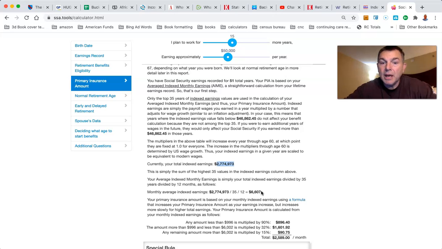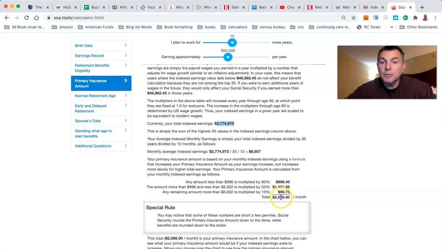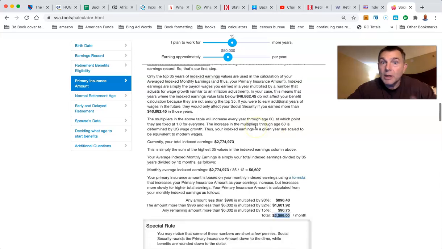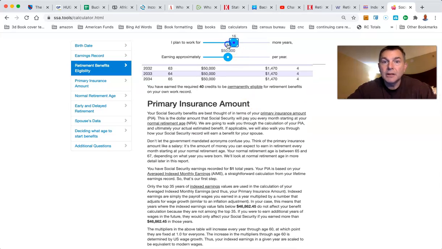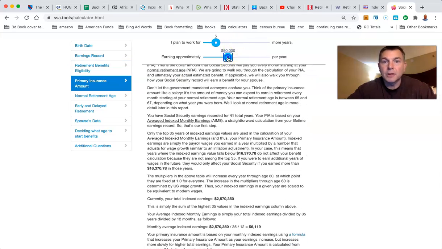That's a PIA of $6,600 AIME, which gives you a PIA of $2,589. So remember that 2,589. What did I have before? 2,589. This calculator is awesome. If I downsize, say I can't take the stress of my mid-level manager job anymore, I'm going to go work at Lowe's and help people out with wood supplies or something like that. All right, so it's 2,589.